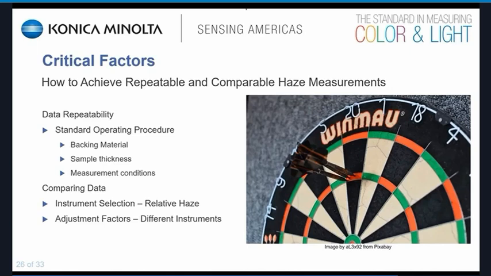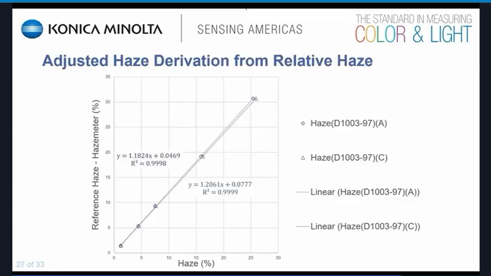But if we want to compare to a haze meter, for example, one of the traditional haze meters that uses procedure A, then we'll need some adjustment factors. But the nice thing is we can derive adjustment factors, and we can use them and get very good correlation between a haze meter following procedure A and our spectrophotometers. So now we'll look at how we can do that.